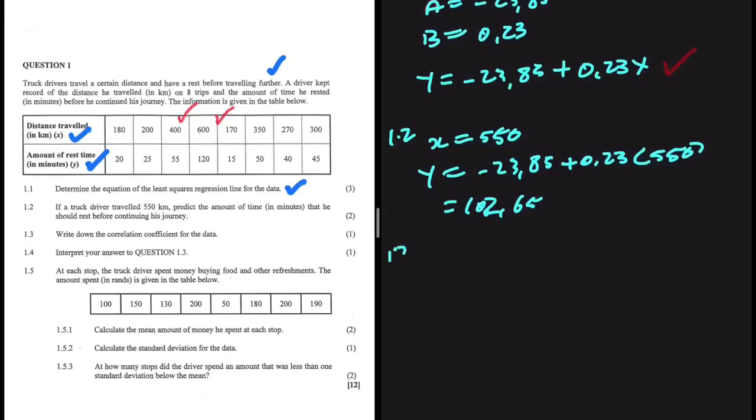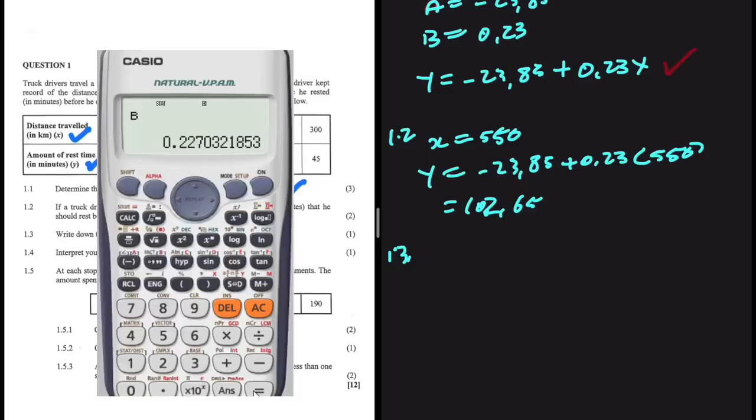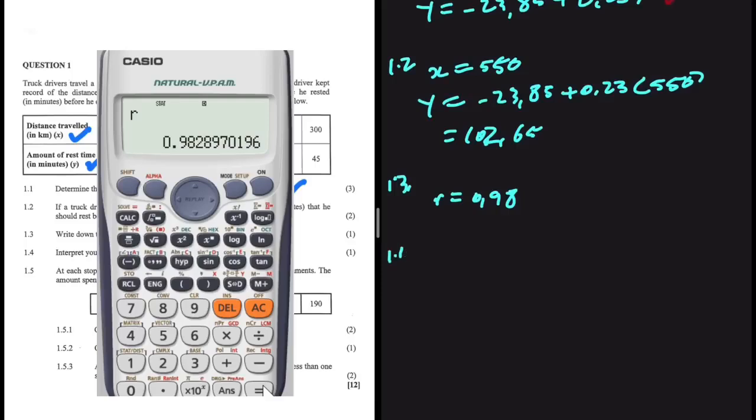Let's do 1.3. Write down the correlation coefficient for the data. Again, in order to do this, we have to use our calculator. So let's go ahead and do that. AC, shift 1, 5 for regression, and then we press 3 for R, the correlation. We get R equals 0.98. So that is the correlation coefficient for the data.